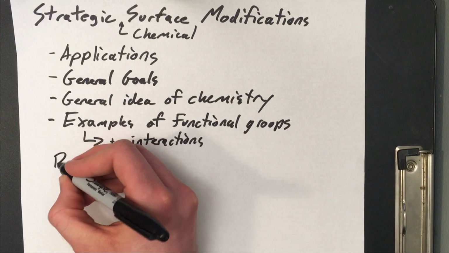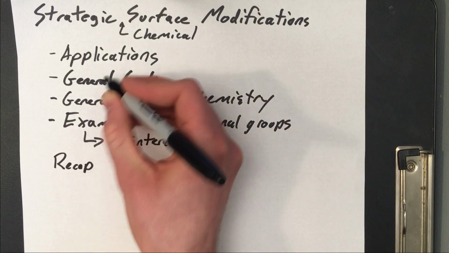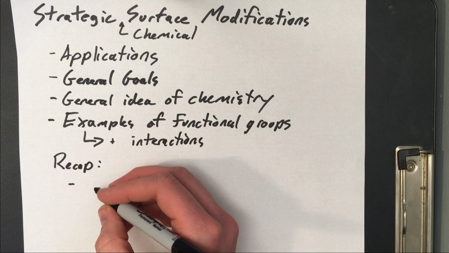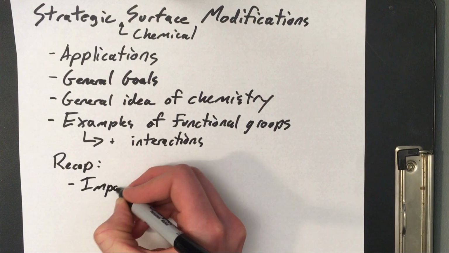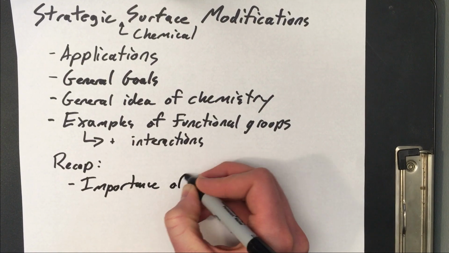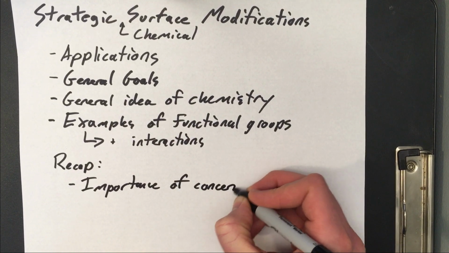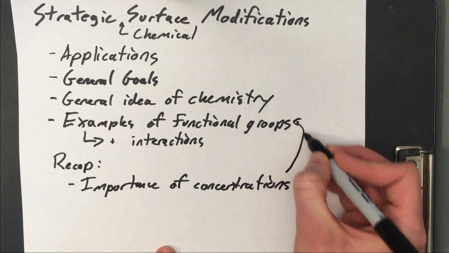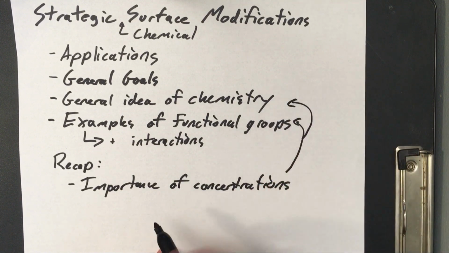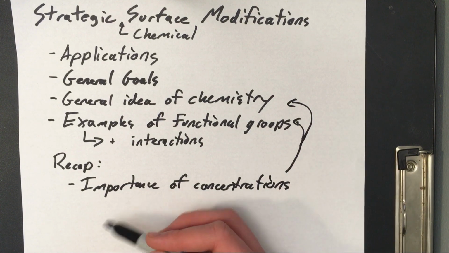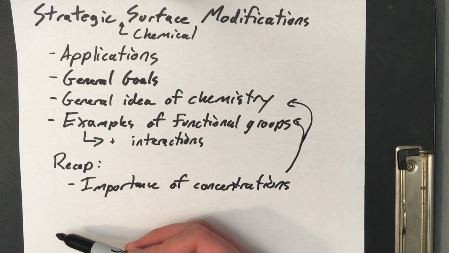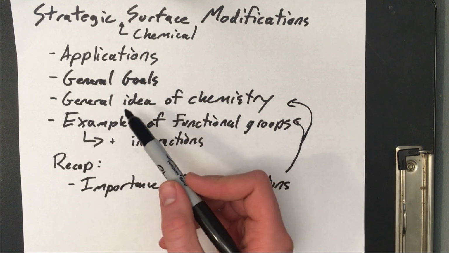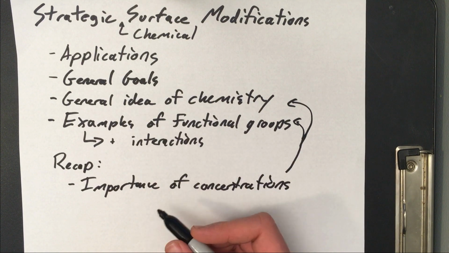And then we'll end with a bit of a recap of some of these ideas. The two main ideas that we're going to think about in our recap are, first, the importance of concentrations in some of these steps. The importance of concentrations of various of these chemicals. So what happens if the concentration of chemical X is too low? What happens if concentration is too high? How does that impact some of these general goals or the chemistry involved?